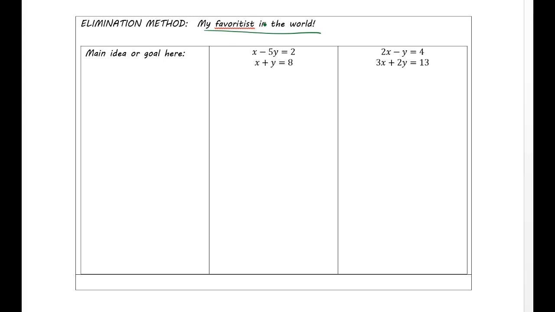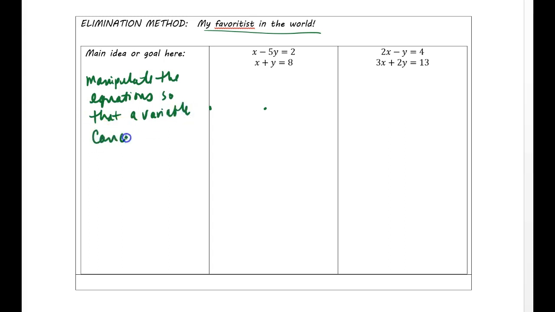So, let's write the main idea or goal here. Okay, so the main idea on this is to manipulate the equations so that a variable cancels right off the bat. And I won't write right off the bat. That's kind of not mathy. Let me just put immediately.